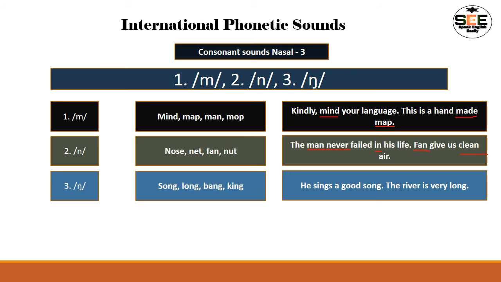And if we see the sentences, then it will be very clear for us. He sings a good song. Here in the sentence, if we see sings, ng helps us to produce the ng sound, right? And a good song, here also the ng produces the ng sound. Then the second sentence: the river is very long. Yes friend, definitely this word long produces the ng sound.